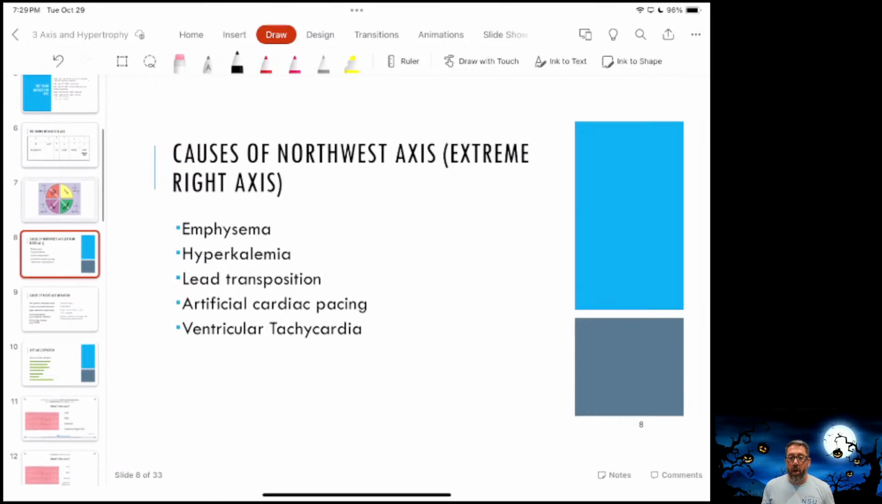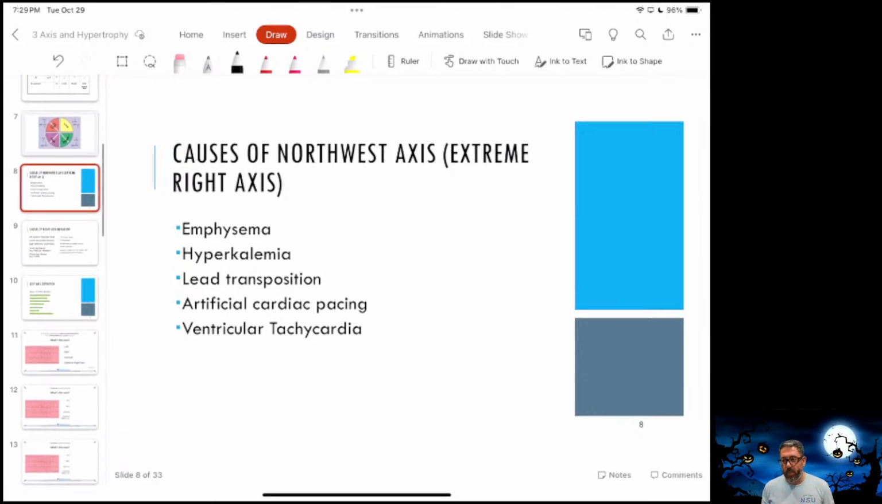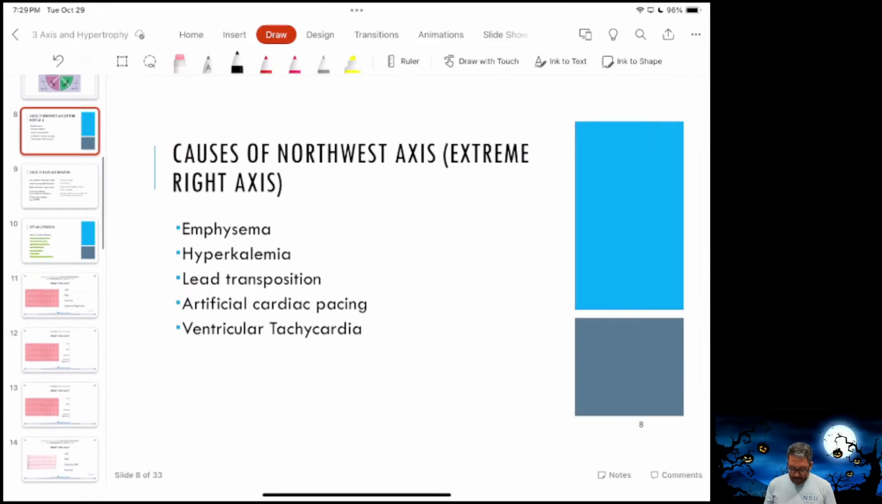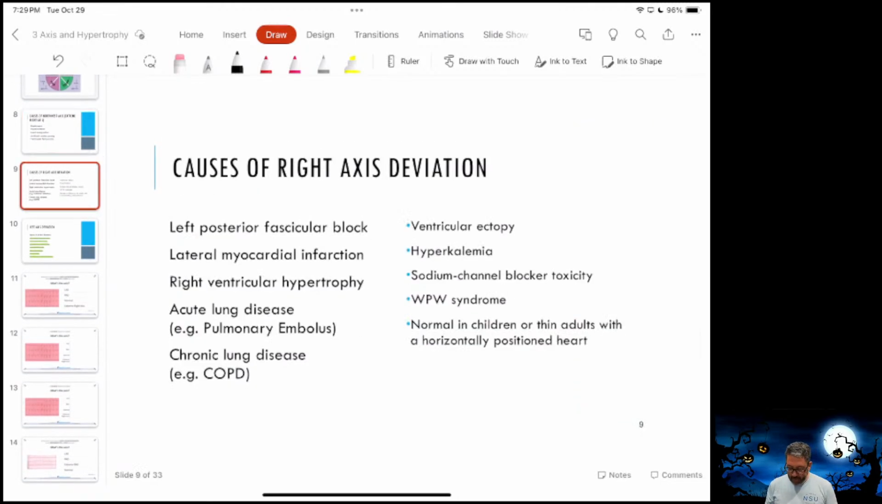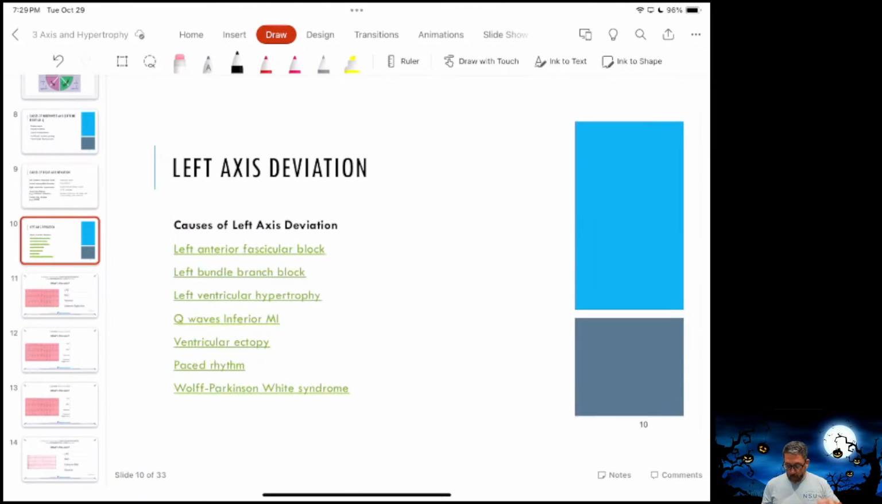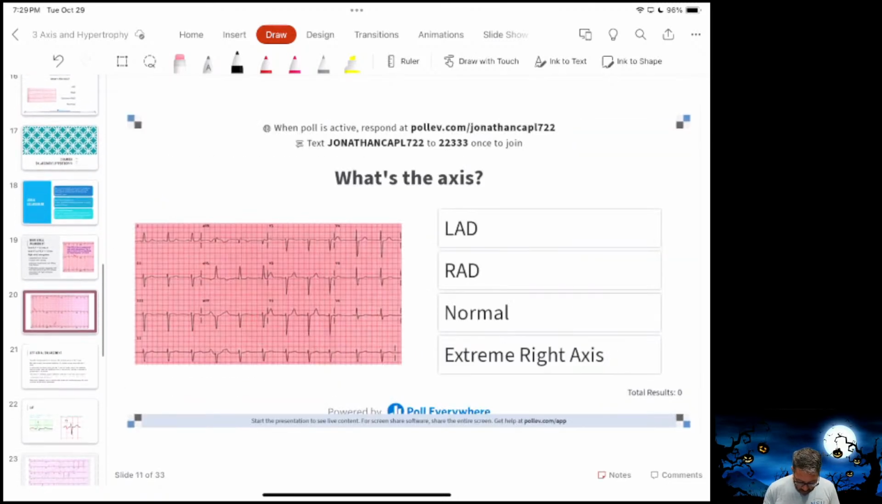Make sure you know the causes of every deviation as well. What causes an extreme right axis? What causes right axis deviation? I know that's on your slides. He went over that. What causes left axis and so forth.